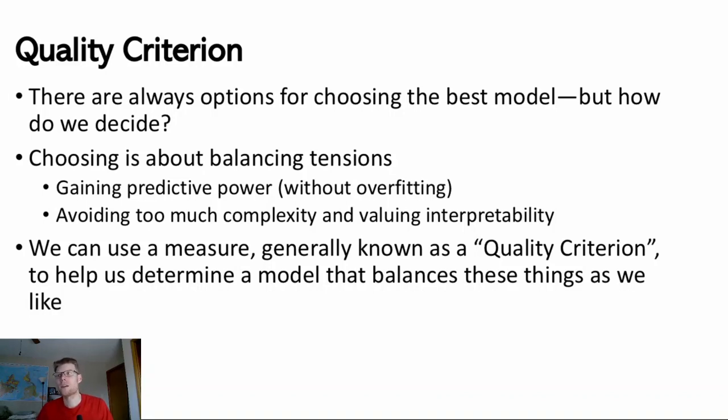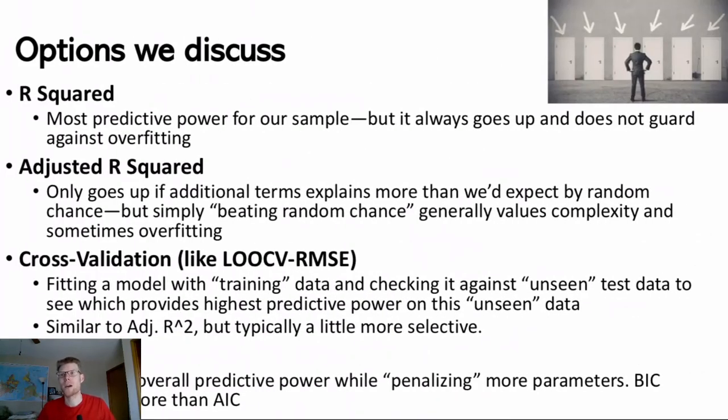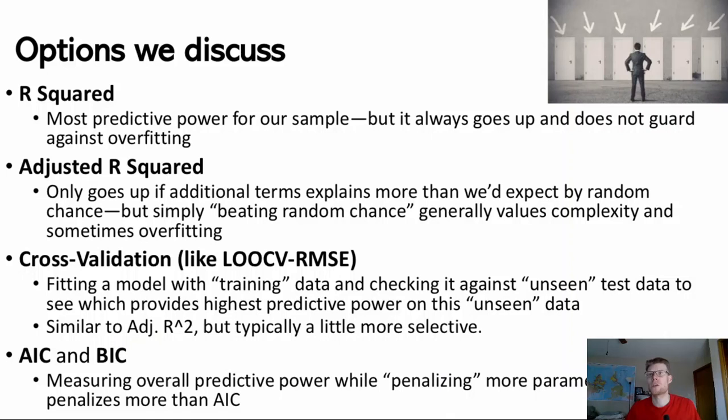So quality criterion are going to be measures that balance these different things in different ways. A couple of them we've seen before, but a couple of them are going to be new for this section as well. So we've talked about R squared, and R squared is just going to measure how much variance is being explained in our response by this particular model, by the predictors that we're using. And so R squared, though, is not a very good measure for model comparison. And that's because R squared can only go up as we add more terms to a model. However, R squared is not going to tell us when we're actually overfitting our sample of data.